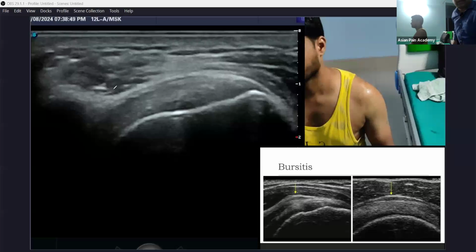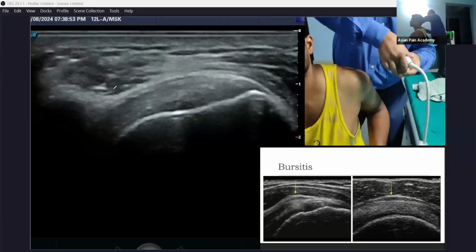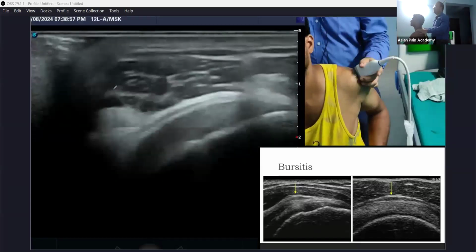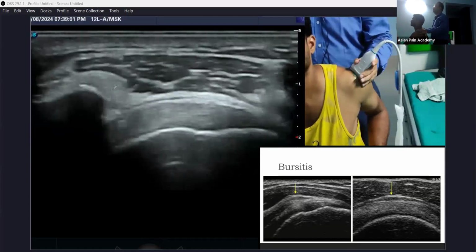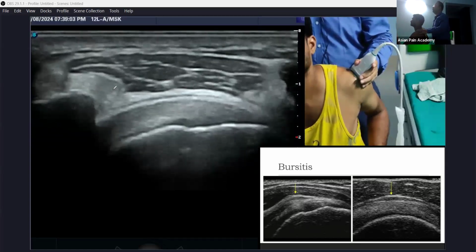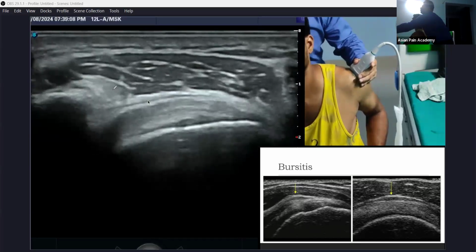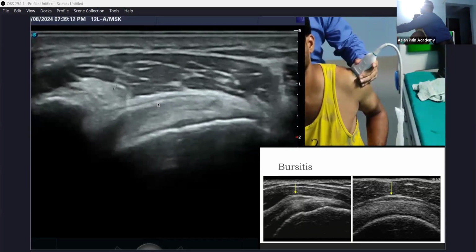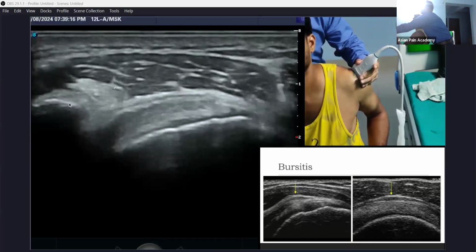So I show you again how we can see the bursa in a nice way. Whenever there is no fluid, you cannot see the bursa better than this. So this is the bursa. Okay, so a black line within the white line. This is the bursa, this is the supraspinatus, the upper one is the deltoid and this is the acromion.